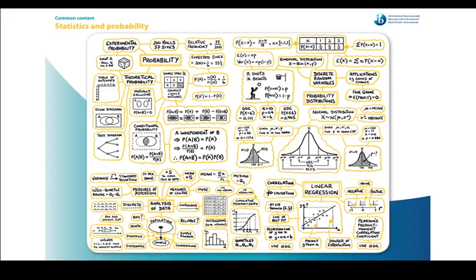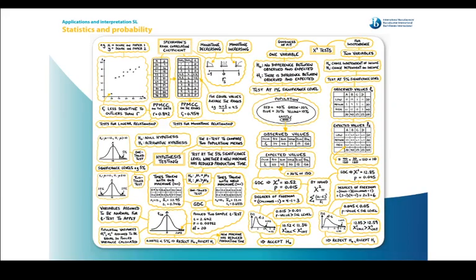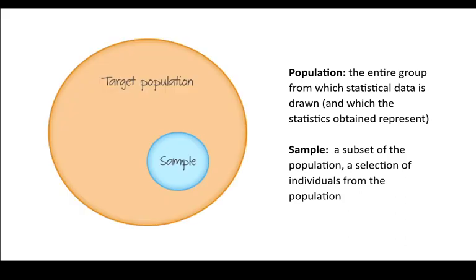Okay, so we're going to start with SL content. First we have the difference between population and sample. This is pretty obvious. Population would be something like a big entire country, and sampling would be to take a subset, a small number of people from that population.